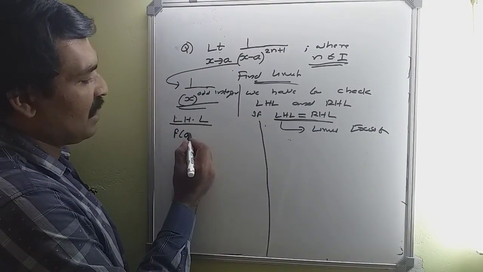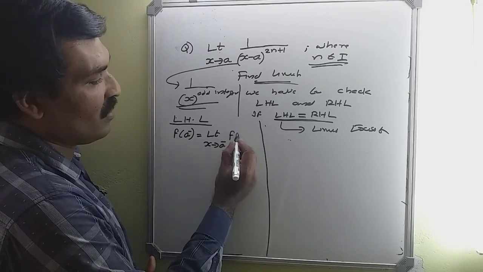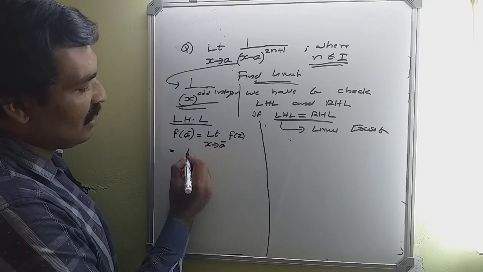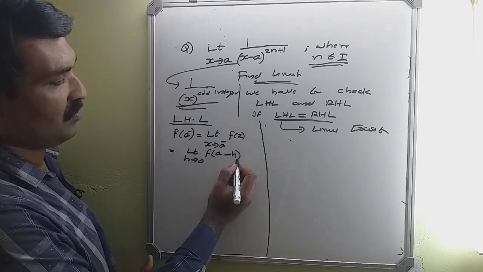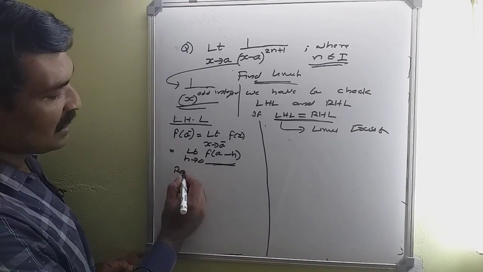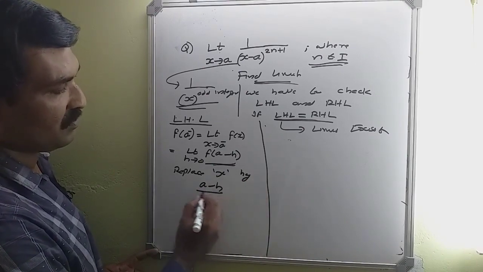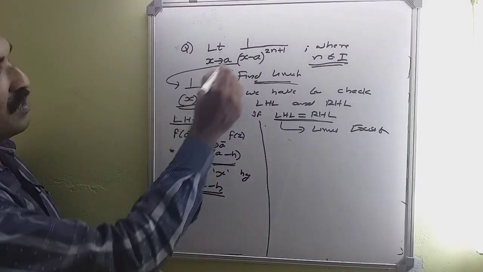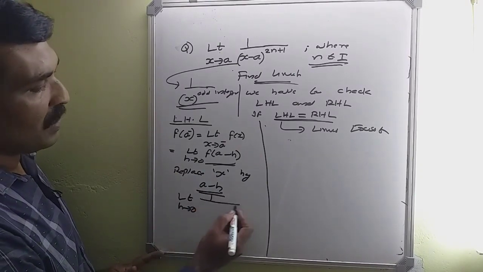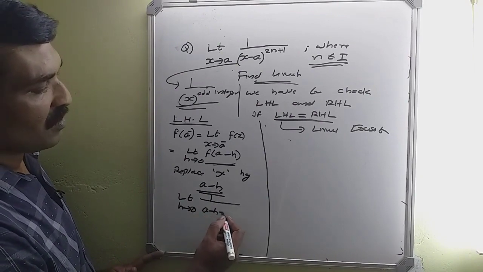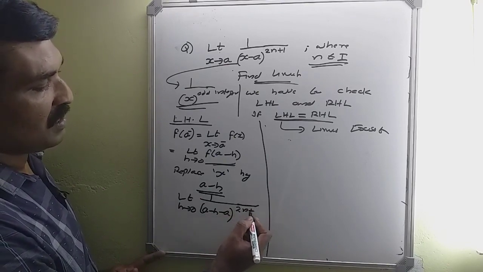f of a minus, that is equal to limit x tends to a minus of f of x, that is equal to limit h tends to 0 of f of a minus h. That means replace x by a minus h. So this becomes limit h tends to 0 of 1 by (a minus h minus a) whole raised to 2n plus 1.